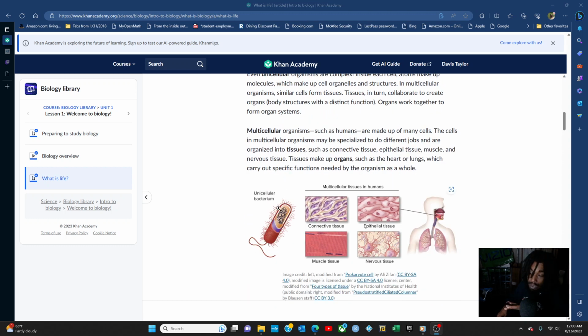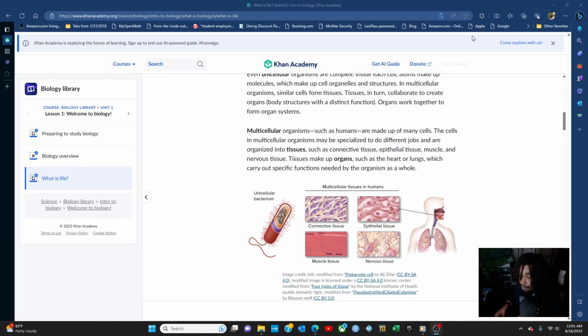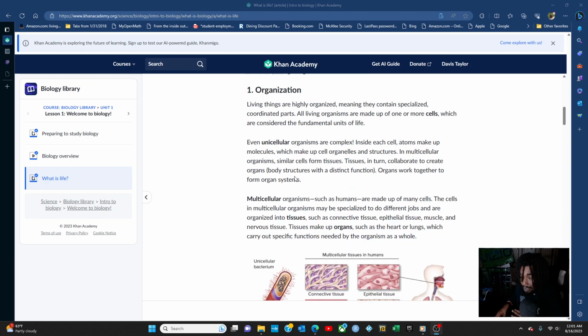And unicellular, of course, is like your bacteria cells, the things you can't see, the microscopic bacteria or fungi that you can't see, that's too small and undetectable by the naked eye. And then you have your multicellular organisms, which of course is your mammals, your plants, your bigger species. So that's basically a sum up of what that is exactly.